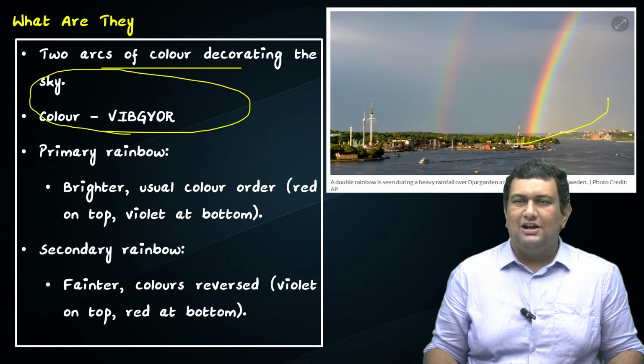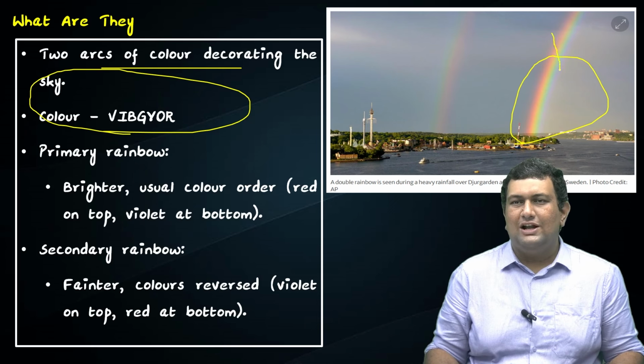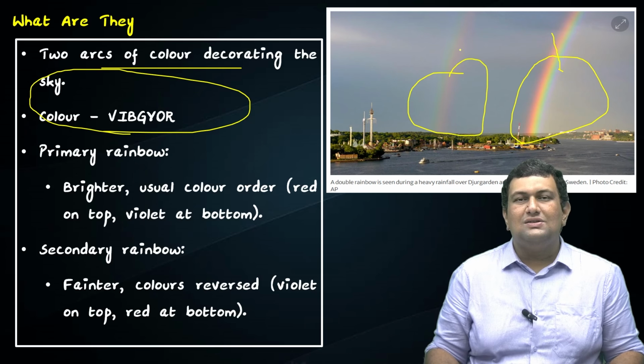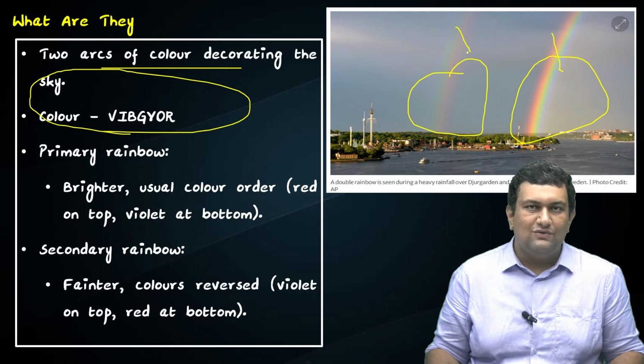So the primary rainbow is actually bright, and the color sequence is from red to violet. That is, the top part will be the red, and the bottommost part will be the violet. Whereas in the secondary rainbow, the first thing is it is fainter, and also the color sequence is reversed. The top part will be the violet one, and the bottommost part will be the red one.